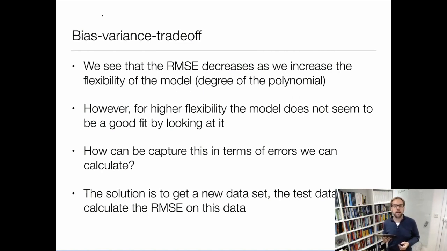So we have highly flexible models like the 10th order polynomial. They are a perfect fit to the data. The least squares error goes to 0, but by eye we already know it's not a good fit in terms of its capability of generalizing to new data. But how can we capture it? In practice, I can just get a new data set, say the test data, which could be genuine new data or data which I didn't look at before, and evaluate how it performs on new data.